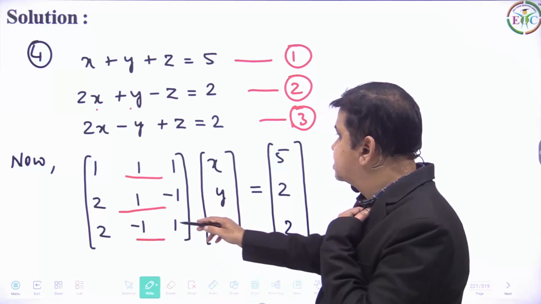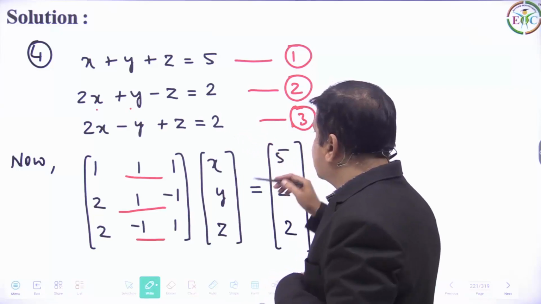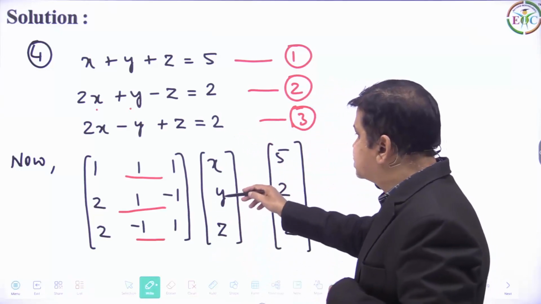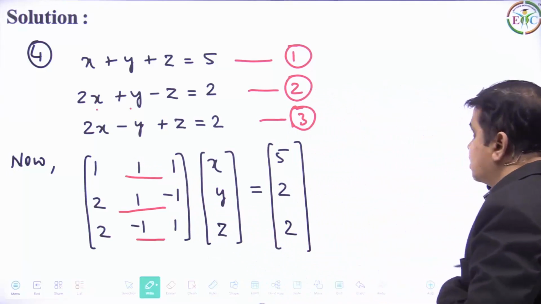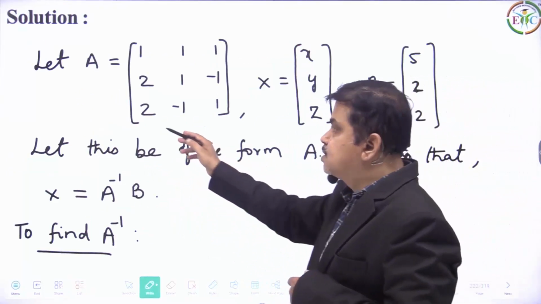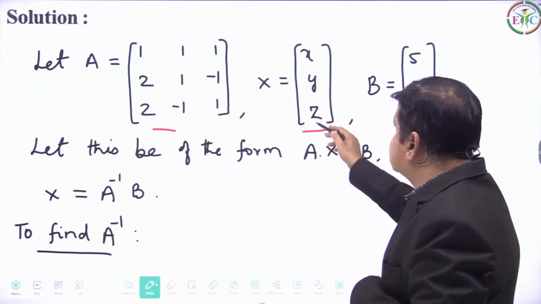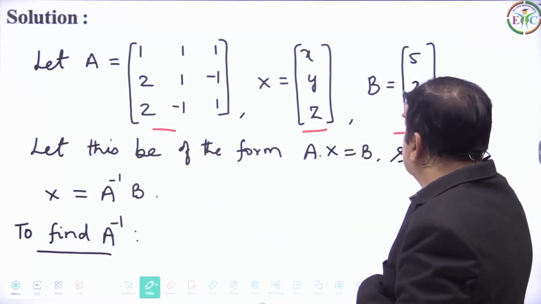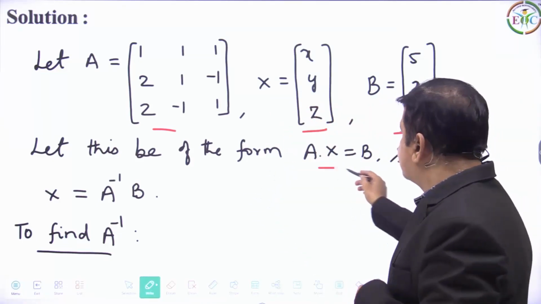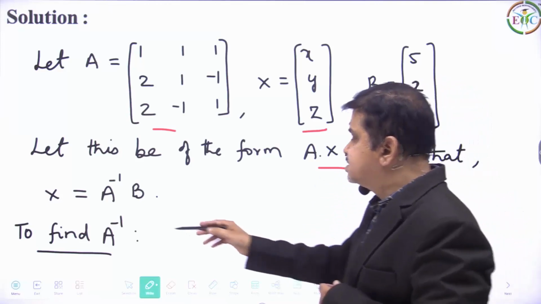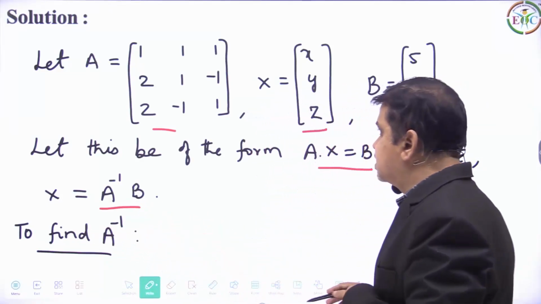So we can write this as the matrix A, and 5, 2, 2 as the matrix B, and x, y, z as the matrix of the variables. Therefore, let A be the matrix of the coefficients, x be the matrix of the variables, and B be the values on the RHS. Let this be of the form Ax equal to B, so that x equal to A inverse into B. Now we have to find A inverse.